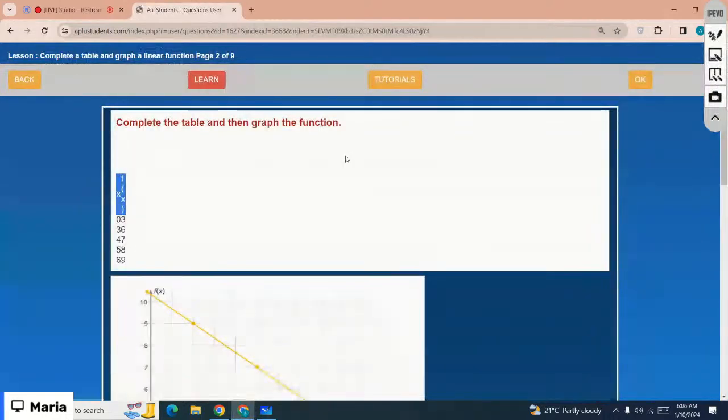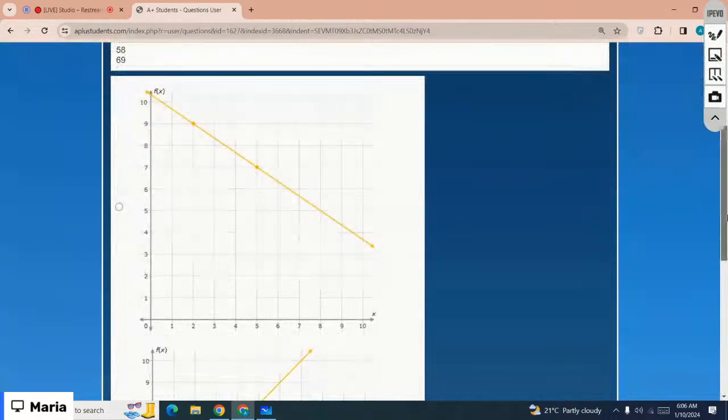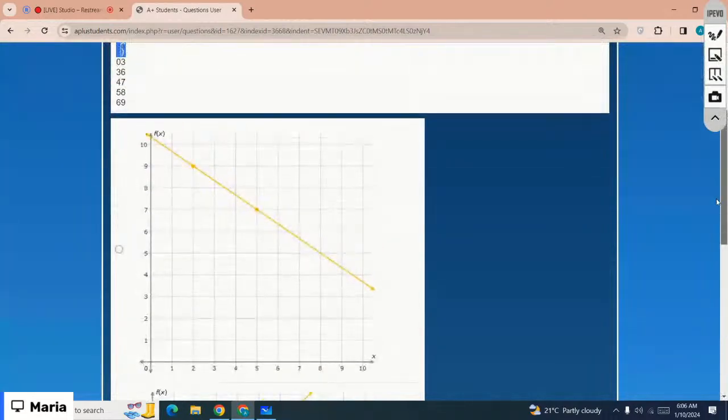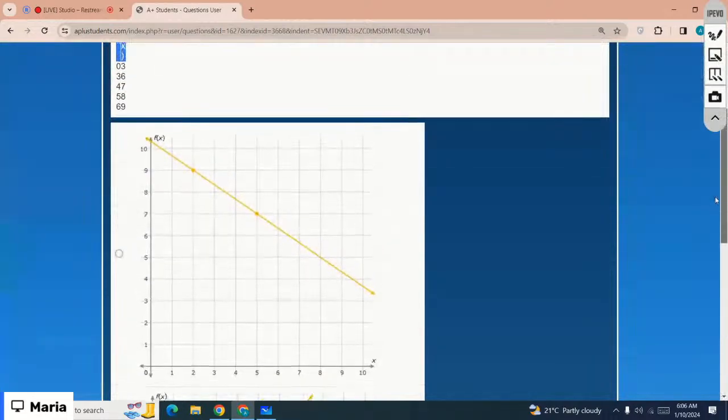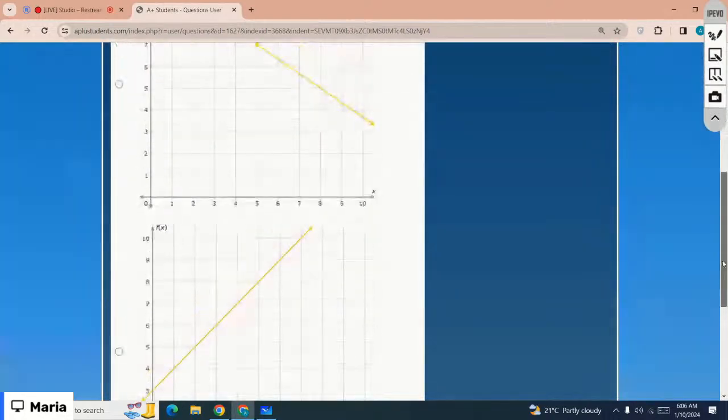Okay, complete the table and then graph the function. You are not given the function, you are given the values. X is 0, y is 3, right? X is 3, y is 6, then 4, 7, and 5, 8. Okay, you are given two graphs, right?